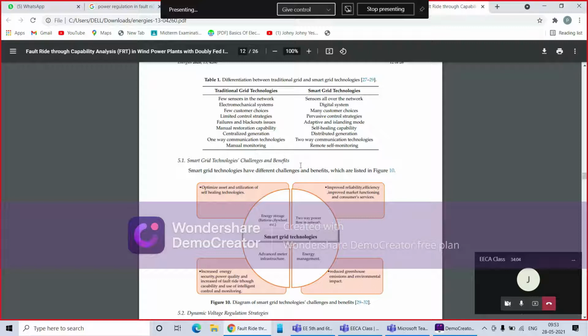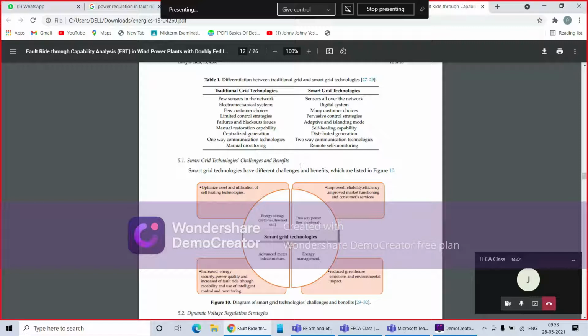Earlier manual restoration capabilities were there. Now your systems are, at a very high percentage, self-healing. Centralized generation was there earlier. Now you have distributed generation that is making your system more robust and less prone to damage. Earlier you had one-way communication technologies. Now you have two-way communication. Now you can get the feedback. Now you are supplying something to it, it is two-way, it is not one-way, which was earlier. Manual monitoring was there earlier. Now you have remote self-monitoring.